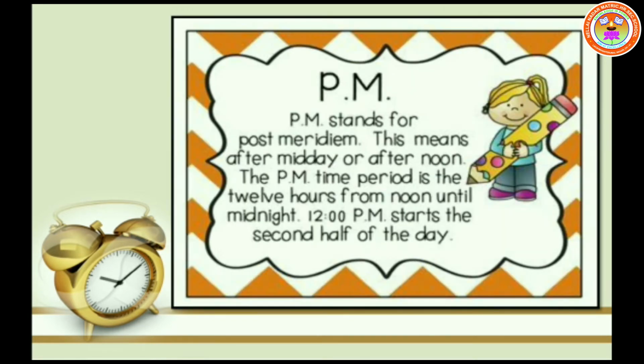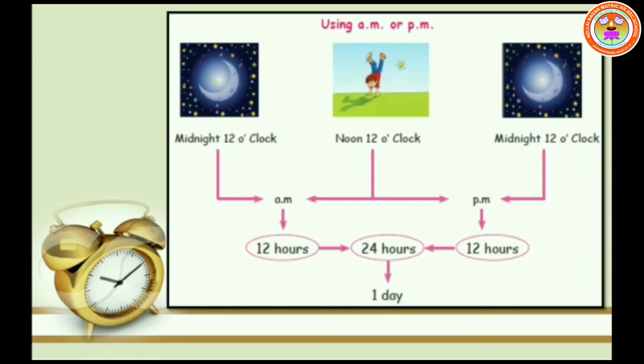Now we are going to see what is PM. PM stands for post-meridiem. This means after midday or after noon. The PM time period is the 12 hours from noon until midnight. 12 PM starts the second half of the day.